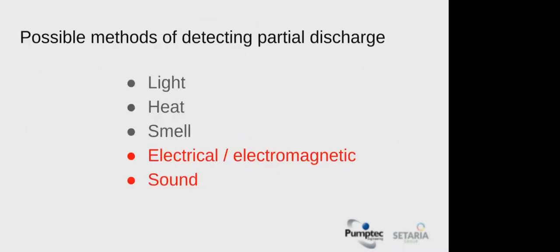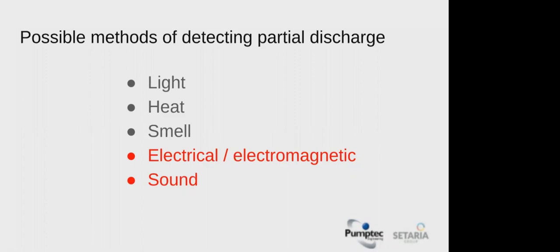So that's partial discharge. Let's have a look at ways that we could possibly detect it. And we want methods which are non-intrusive. So we're not going to be doing any complex measurements. We're not going to be making any dangerous connections or removing covers or anything like that. We want a system where we can take a measurement and move on quickly.